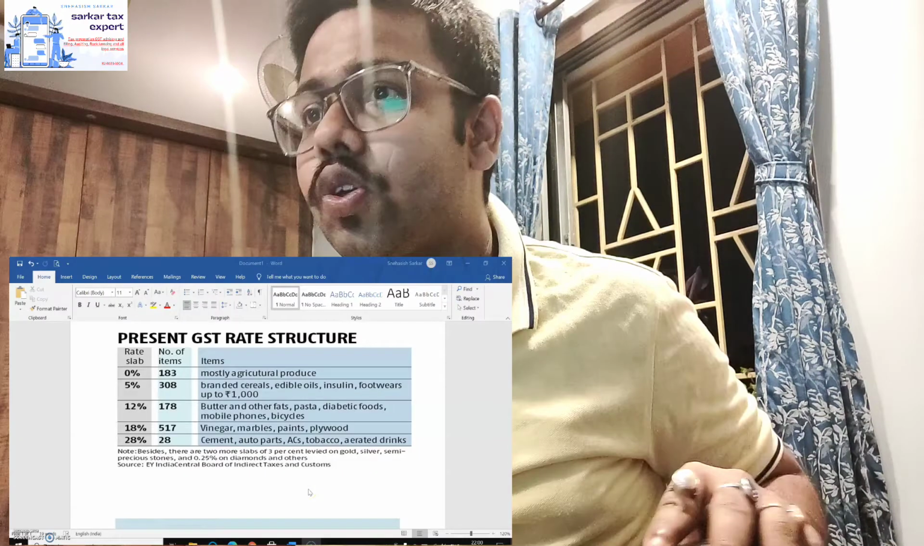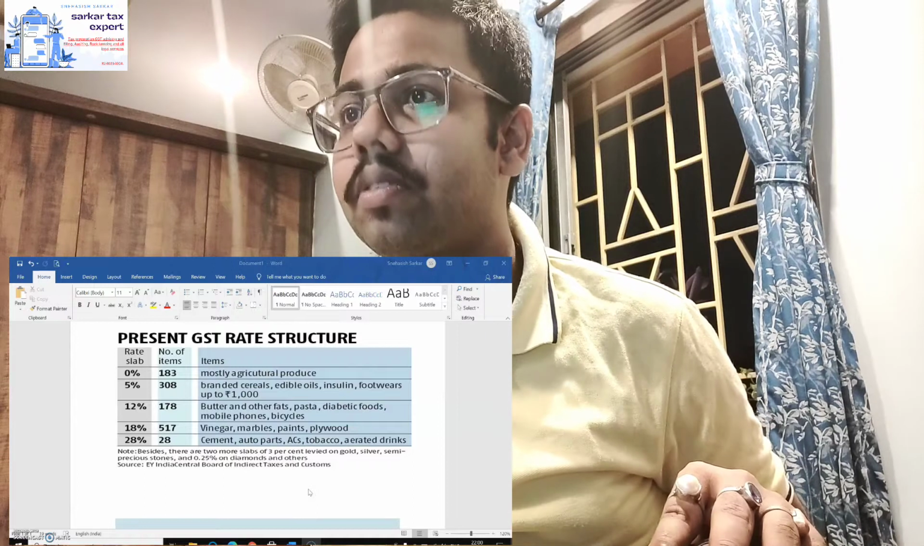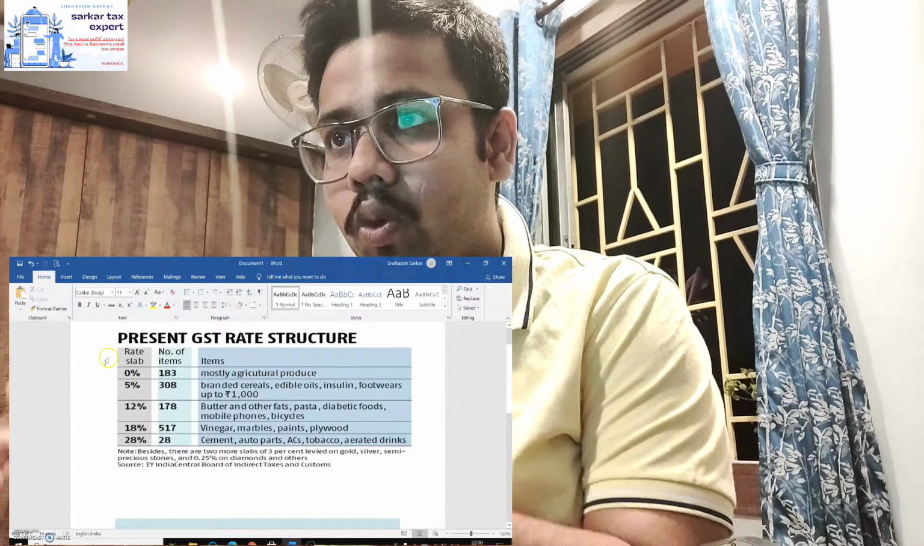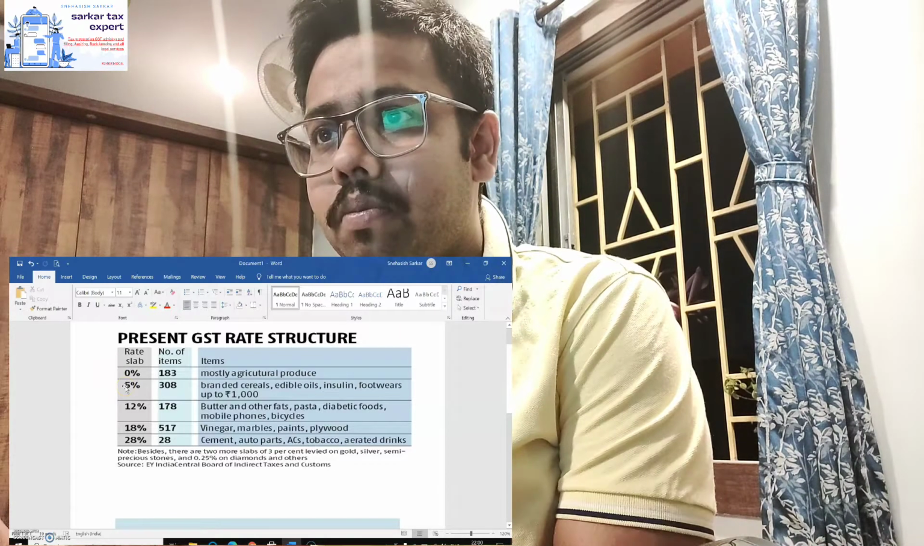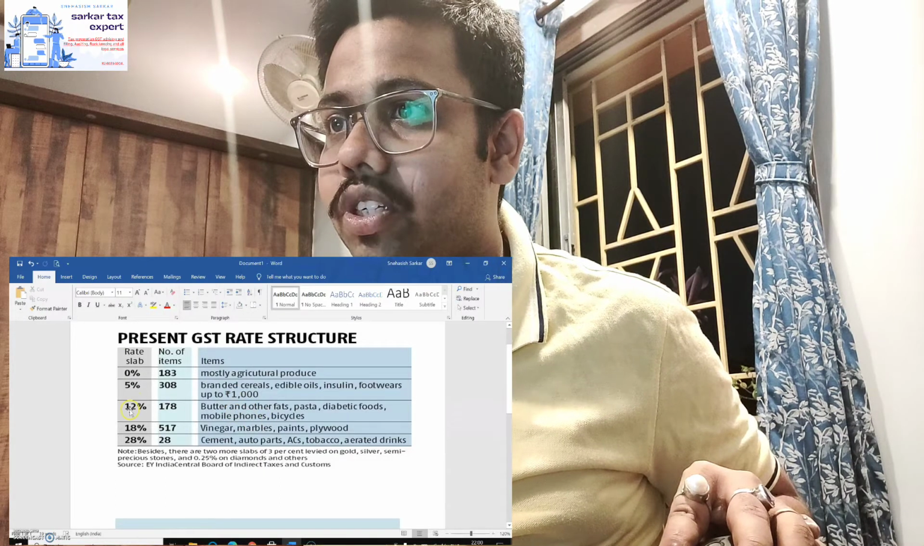So friends, you're getting a point of view that the present GST rate and structure is in front of you. You can see the present GST rate structure: rate slab, number of items, and items. Just as I told before, if we buy raw food, we are paying 0% GST. That is this one, 0% GST.